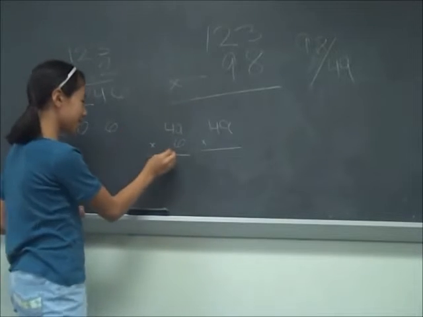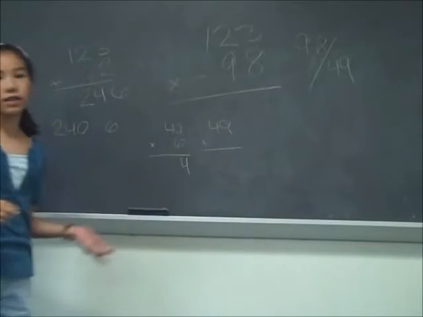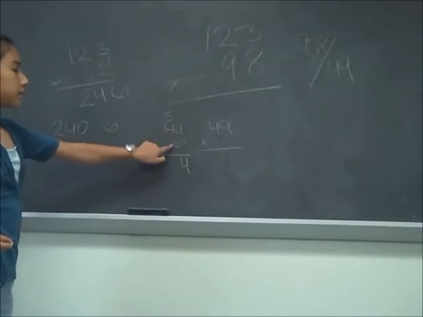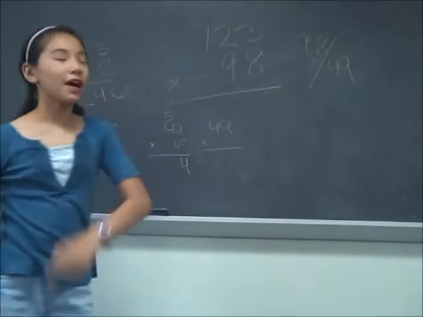9 times 6 equals 54, so I'll put the 4 down there. And there's no reason why to put a 5, but I put the 5 up here. 4 times 6 equals 24, and 24 plus 5 equals 29.